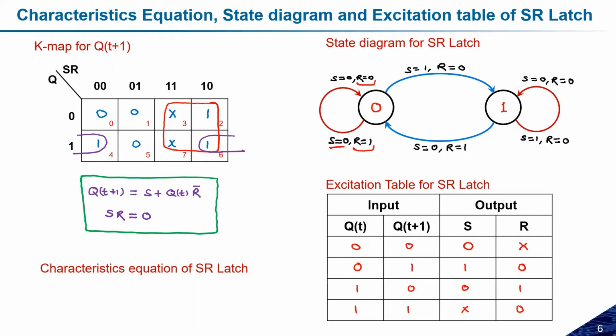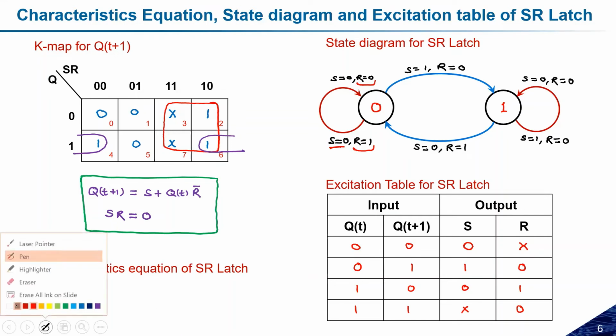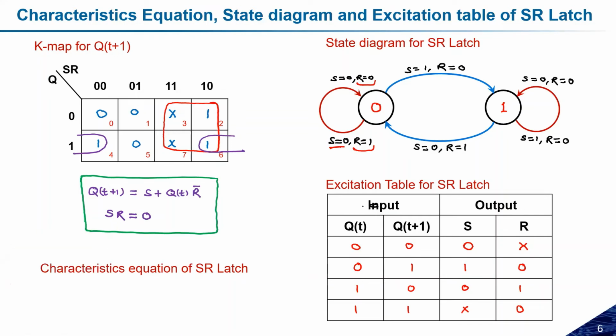Okay, so this is how the excitation table looks like. I think I made one mistake here. This should not be the input, this should be the output. And this should be the input because n, s and r are the input, and Qt and Qt plus 1 are the outputs. So this is the relation between output and input combinations. This excitation table is really very important. If you have any doubt, you can ask the questions, otherwise we can move ahead.